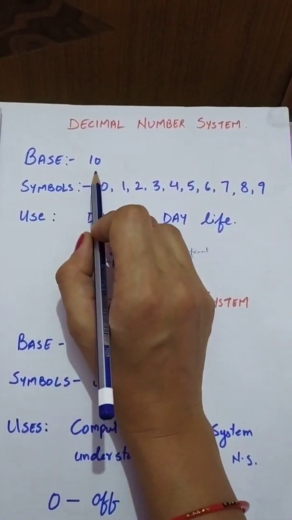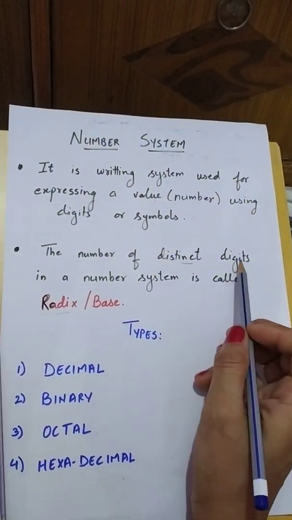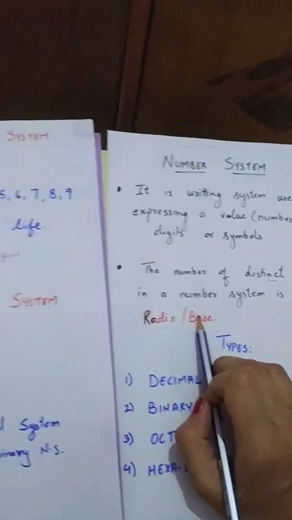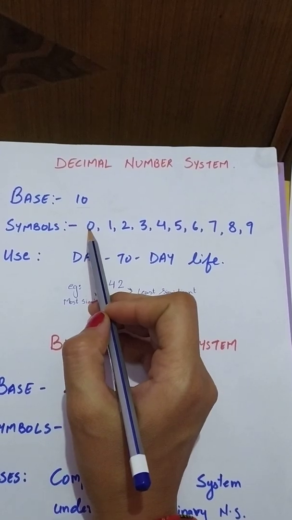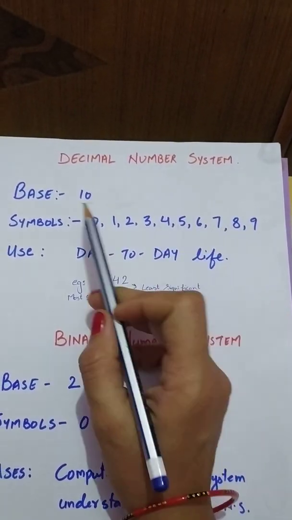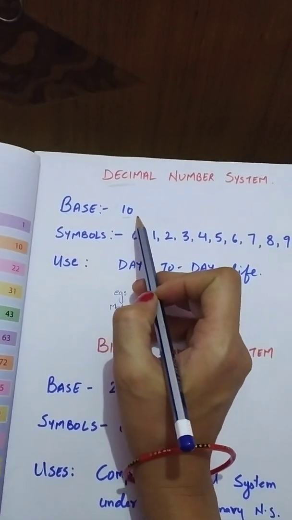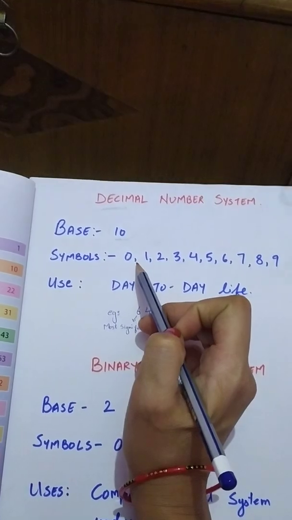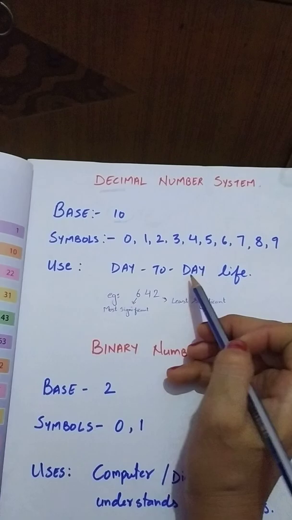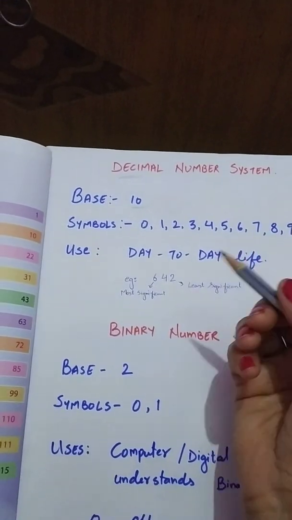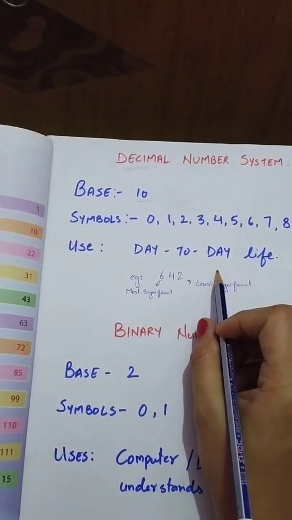The decimal number system has the base 10. As I've already told you, the number of distinct digits in a number system is called its base. In the decimal number system, we use 10 different digits, starting from 0 to 9. That is why we call it decimal. Deci means 10, so it has 10 distinct values. That is why we call it the decimal number system. And of course, its use is in day-to-day life. In normal mathematical calculations, addition, subtraction, everywhere we use the decimal number system.